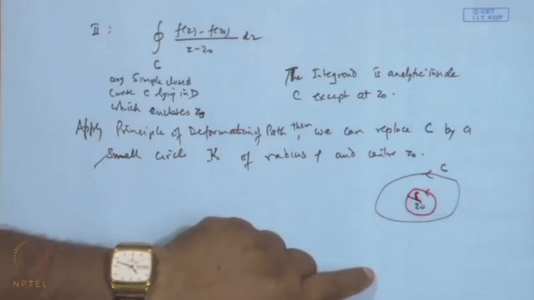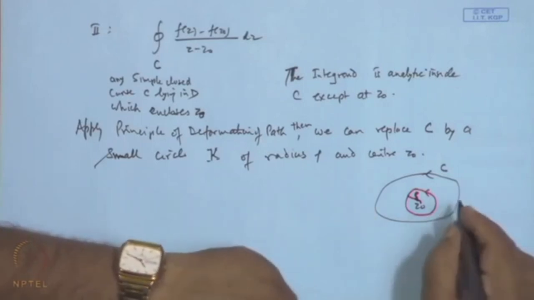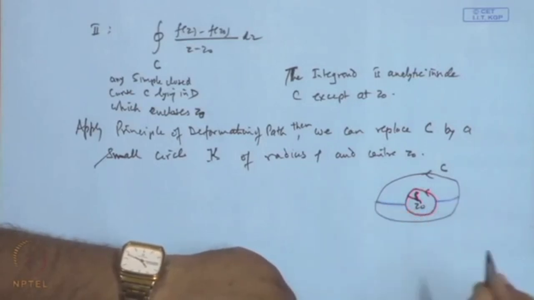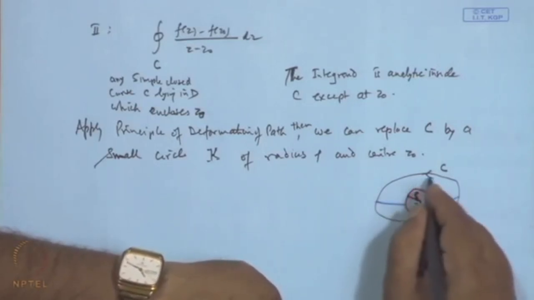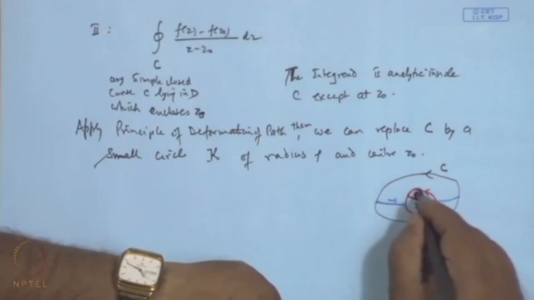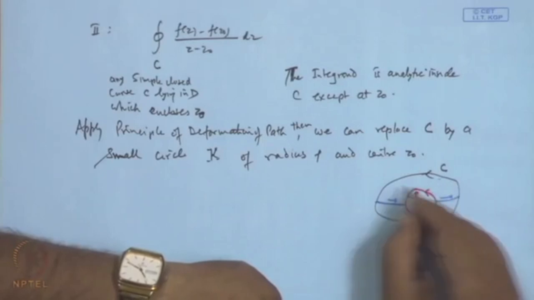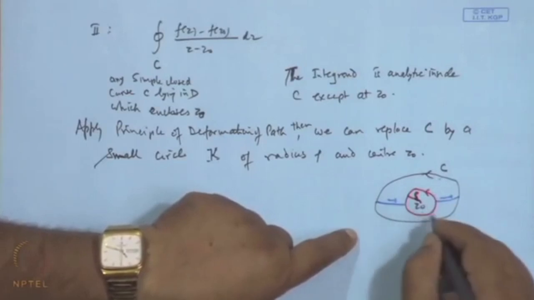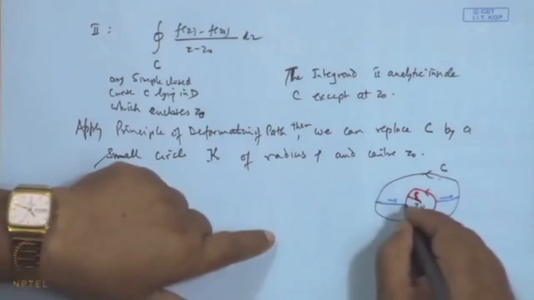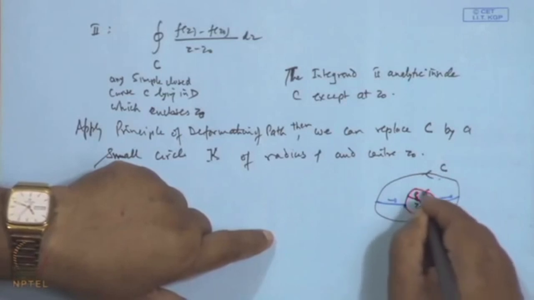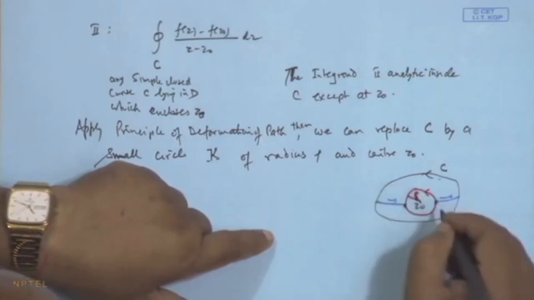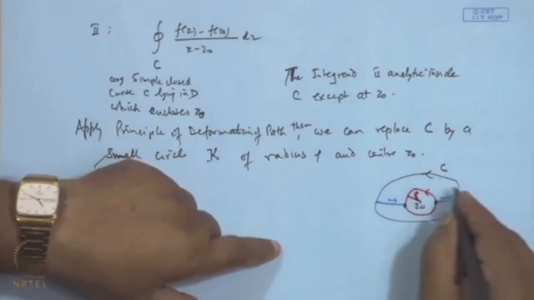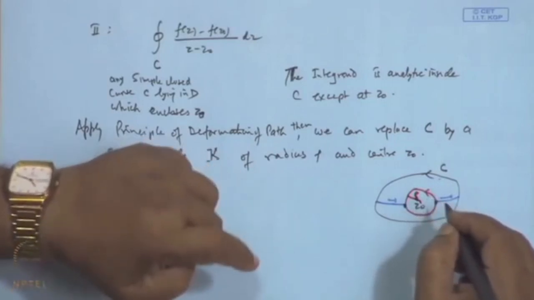Because if I take two curves, as I told earlier, and take any point and join this one, then if I go along this direction and come back along this and going from here like this, in this domain the function is totally analytic. So, the integral between these two points along this path and the path in this direction will remain the same.